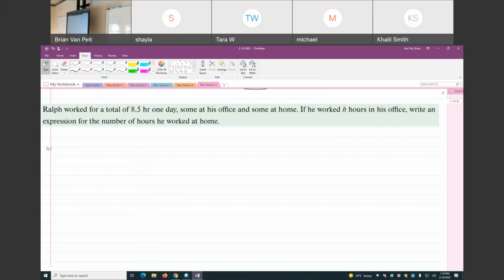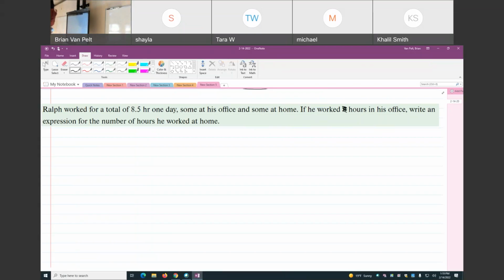Anybody care to volunteer? 8.5 minus h it is. This is an important problem, so I'm gonna... For some reason, I don't know what this problem or what your textbook was thinking here, but this is absolutely insane.